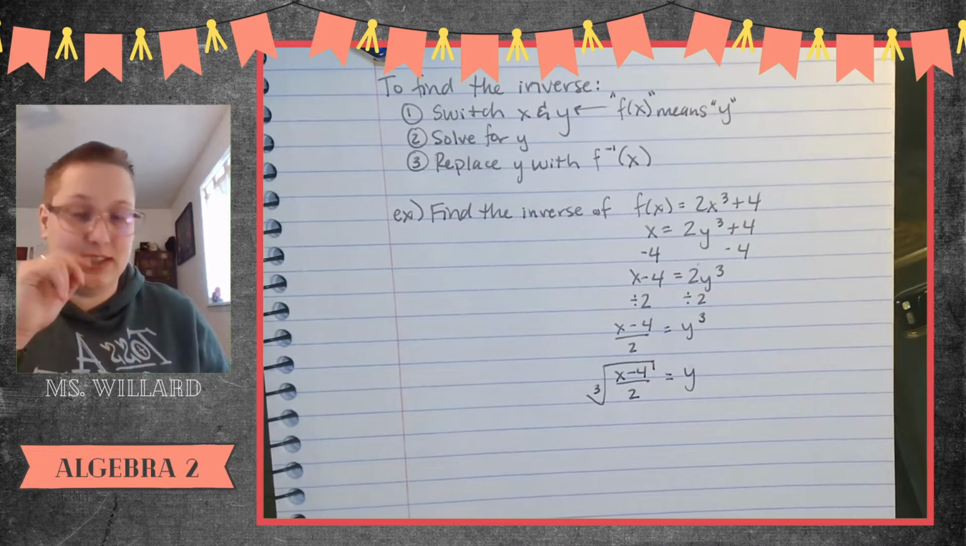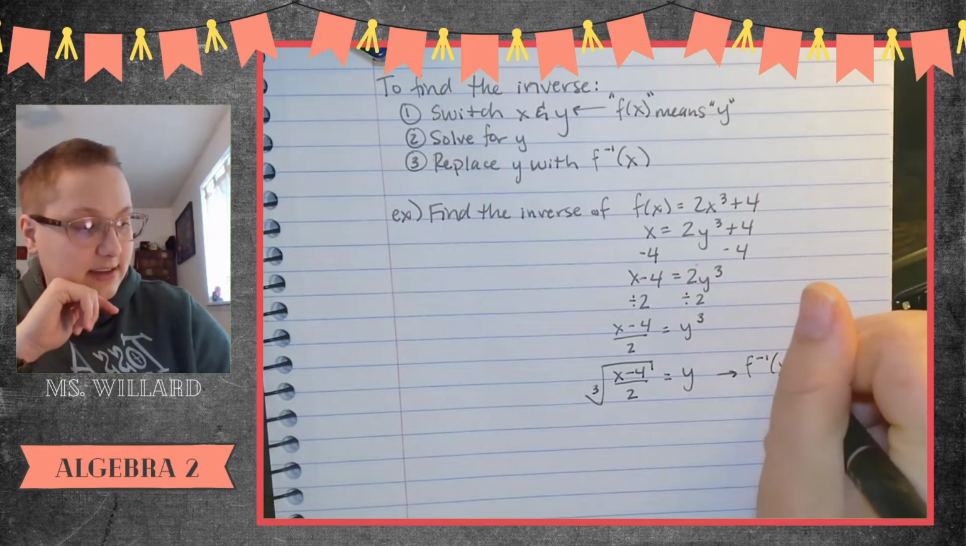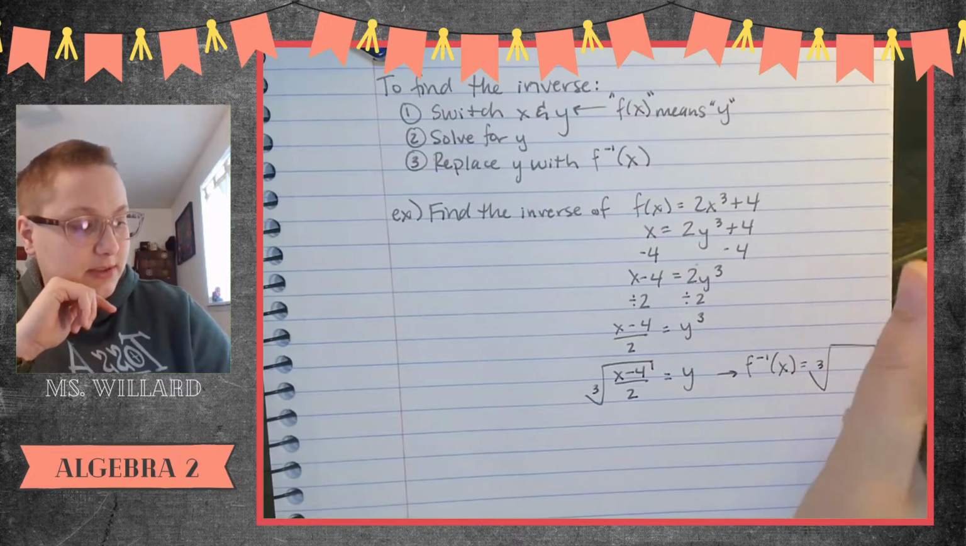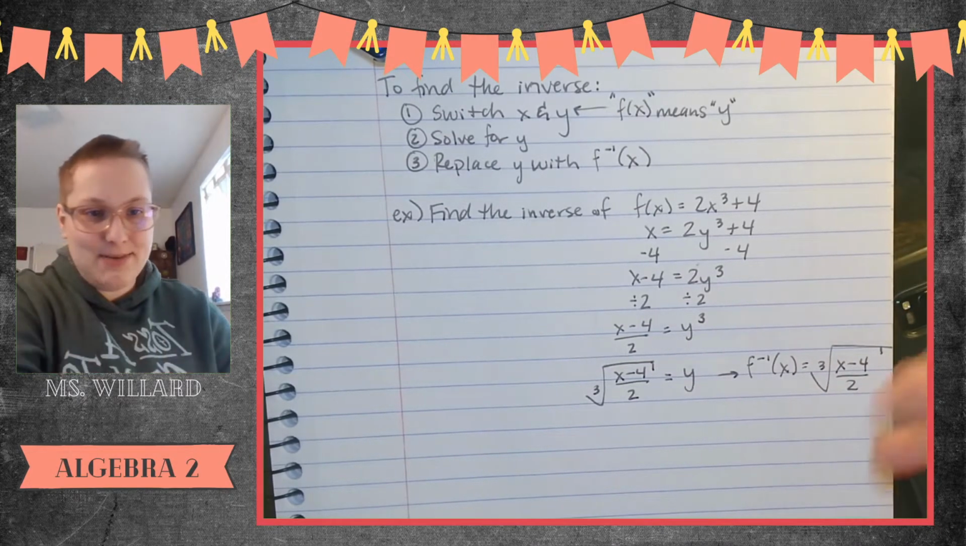But do you remember what I said earlier, I'm going to replace that with an f inverse. So I'm going to say the inverse function of x equals the cubed root of (x minus 4) over 2. Hey, we did it.